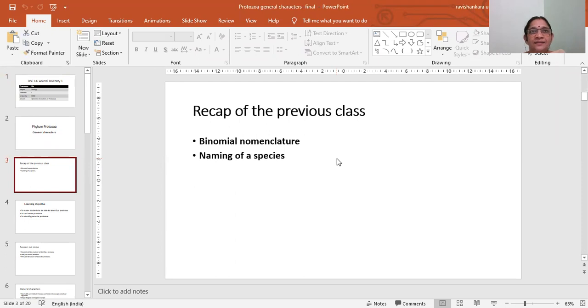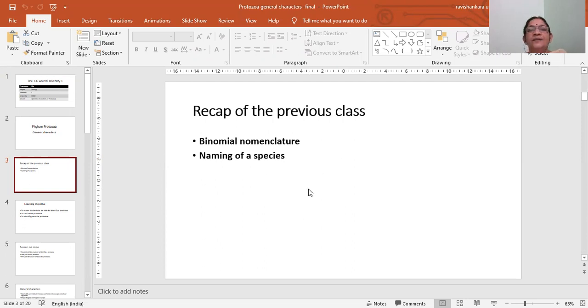Before starting the actual session, we will recall what we have studied in the second session, in the first unit. That means we have learned how to name an animal or an organism through the scientific naming system, and we have also defined what a species is.